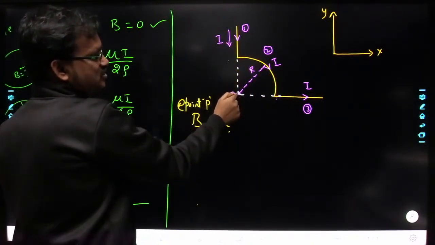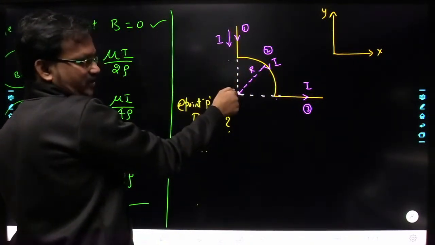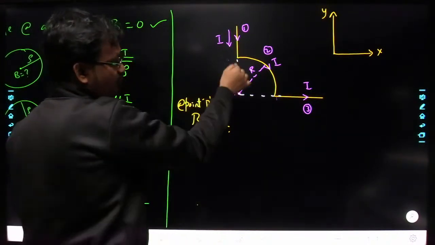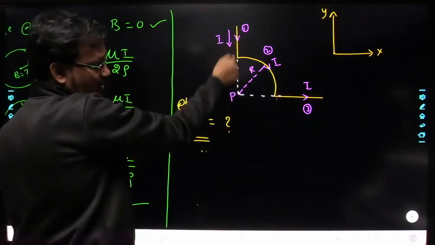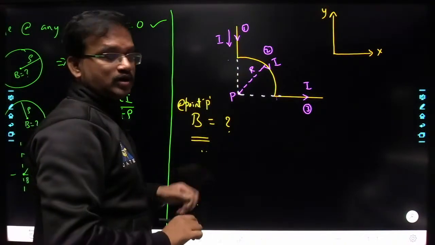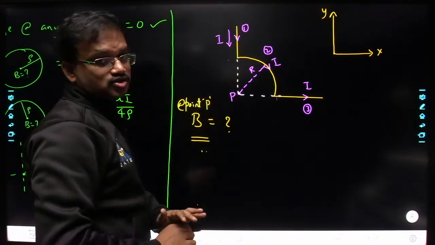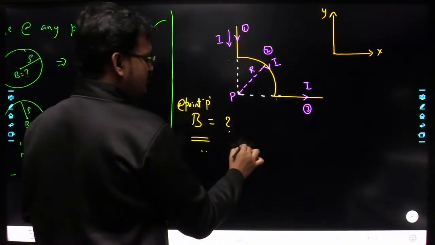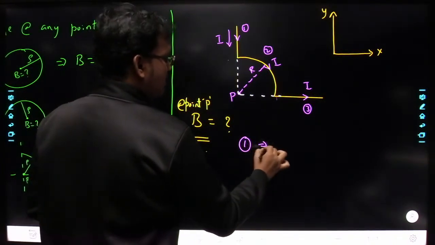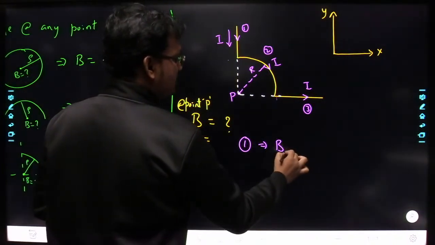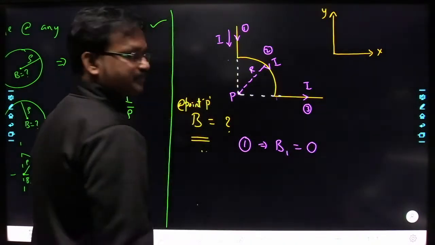If you consider this point here, this point is along this line. So just now we have seen that if the point is lying along the line, then the B field due to this one will be 0. So due to the first section, the B field at point P will be equal to 0, right?